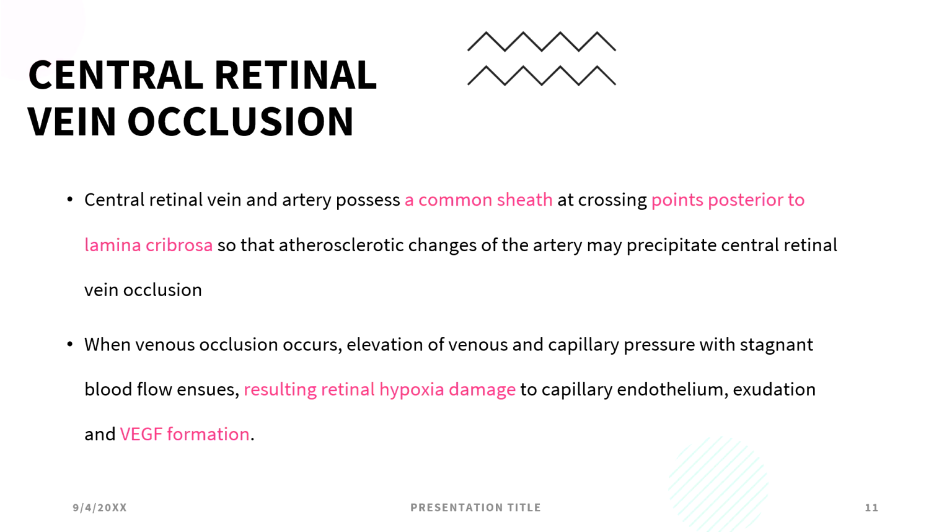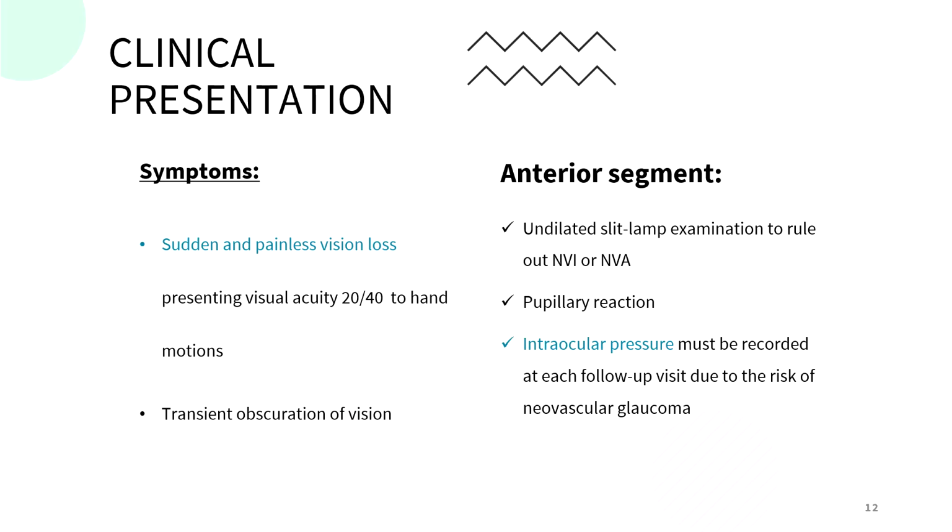Central retinal vein occlusion occurs because the central retinal vein and artery possess a common sheath at the crossing points posterior to the lamina cribrosa, so that atherosclerotic changes of the artery may precipitate central retinal vein occlusion. When occlusion occurs, it results in retinal hypoxia and damage and leads to VEGF formation. Patients present with symptoms of sudden and painless vision loss, with visual acuity of 20/40 to hand motion, and may also present with transient obscuration of vision.